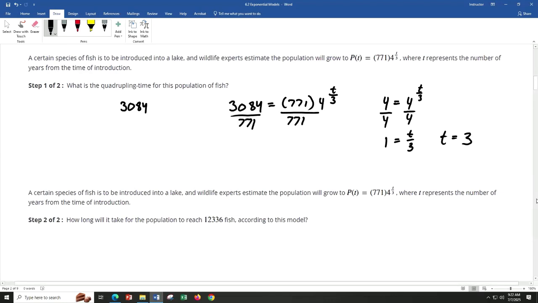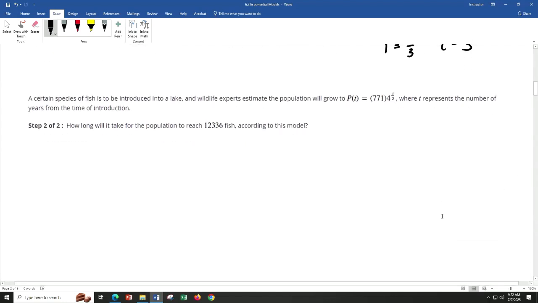Knowing that's how that one is done, how would you do the second one then? How long will it take for the population to reach 12,336 fish? Where would I put that? Left-hand side? Right-hand side? Left, because I want to know when, after all of this. Notice that's asking you the question. It's saying, how long? I don't know. That's why I'm solving for T. How long is it going to take for that number to get there? Well, that's what we just did.